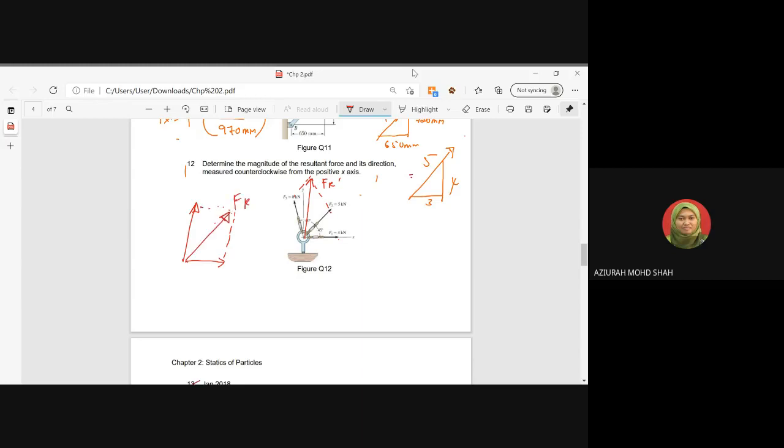Dapatlah FR. Ini FR prime. Ini adalah F1. Jadi kalau you nak buat lah, ada 2 kali parallelogram you nak kena lukis. Ada 2 triangle yang you nak kena selesaikan. If you do rectangular component, you just write the X component for all forces and then you do the summation for Y component. So it will be easier lah. So you can use rectangular component.